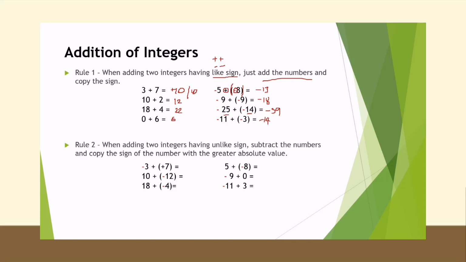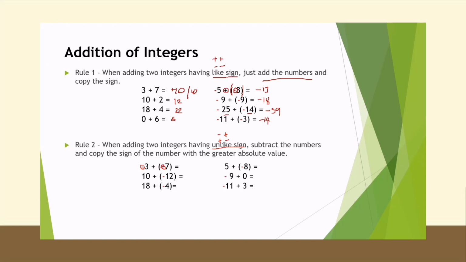Next, for rule number 2, when adding two integers having unlike sign, subtract the numbers and copy the sign of the number with a greater absolute value. So when we say unlike sign, we have different sign. It could be negative or positive, or isang positive and negative. So for example, negative 3 plus positive 7. So, unlike sign, isang negative at saka isang positive.